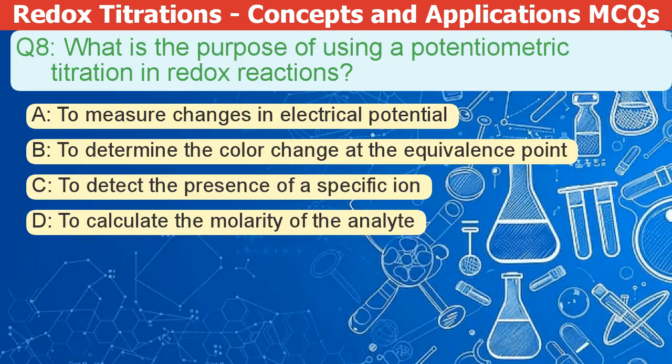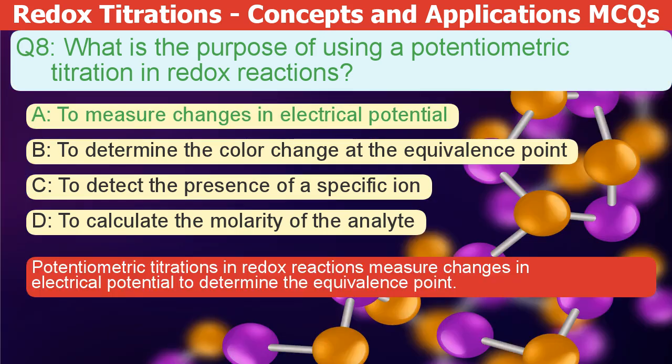What is the purpose of using a potentiometric titration in redox reactions? A. To measure changes in electrical potential. B. To determine the color change at the equivalence point. C. To detect the presence of a specific ion. D. To calculate the molarity of the analyte. The correct answer is A. Potentiometric titrations in redox reactions measure changes in electrical potential to determine the equivalence point.